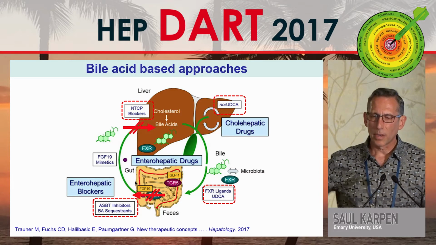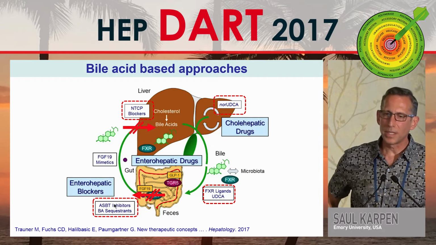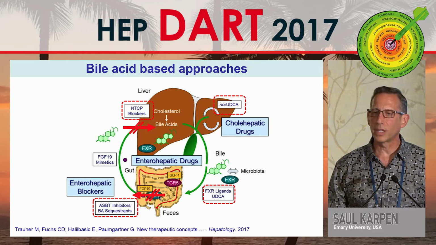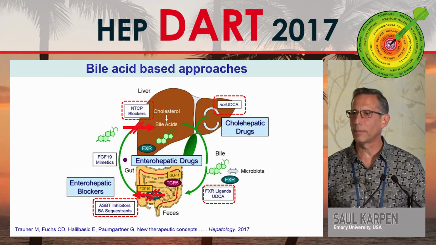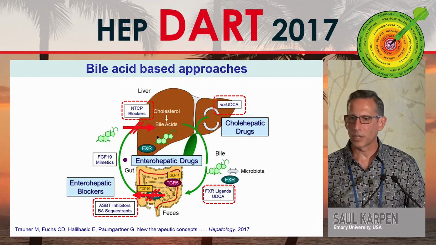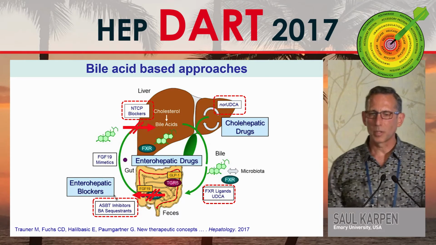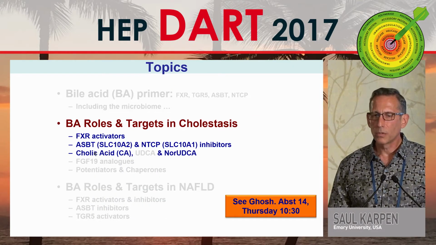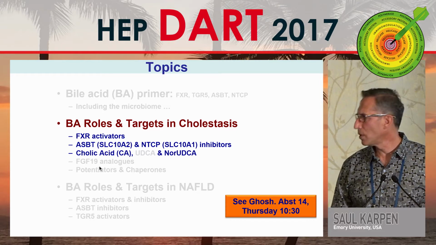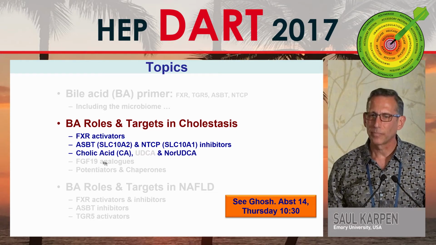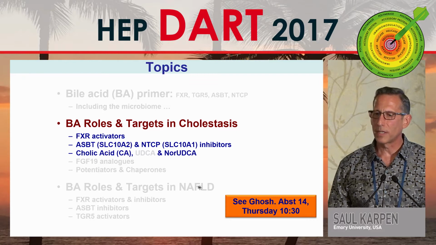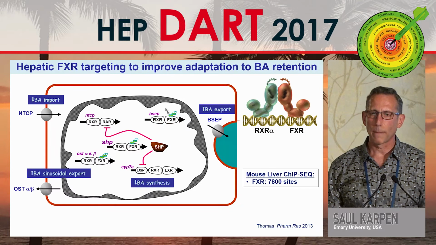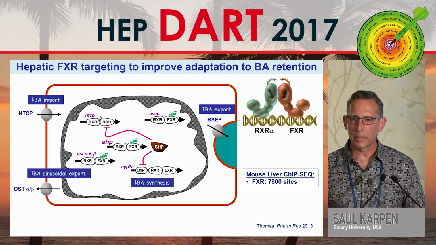And in the gut, something that we've been working on and others is ASBT inhibitors, and ASBT is the sole protein that reclaims bile acids from the distal ileum back into the portal circulation, and ASBT inhibitors as well as bile acid sequestrants. Okay? So in that introduction, we'll talk more about cholestasis, then I'll talk about NAFLD. I also want to mention abstract 14 from Ghosh that talked about an FXR activator as well.